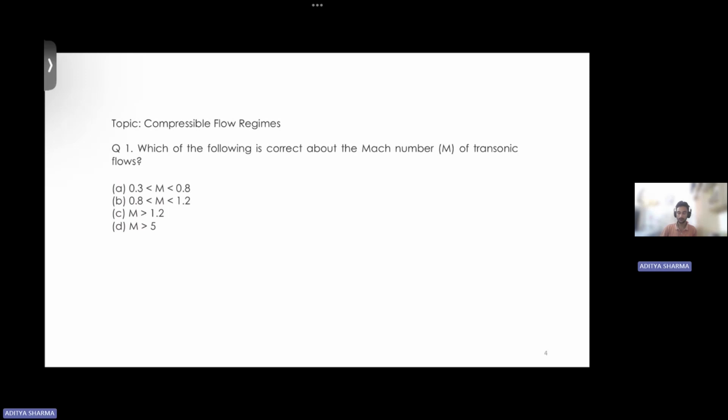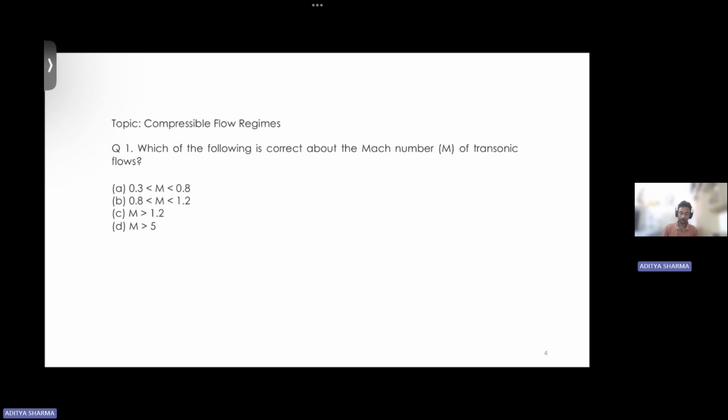Option A is for compressible flow, right? Option B is also for compressible flow. Option C is for compressible flow, but we also know that Mach greater than 1.2 is a supersonic flow, right? So this is not our option. Then Mach greater than 5, we know is hypersonic flows. Right? So this is also not our option.